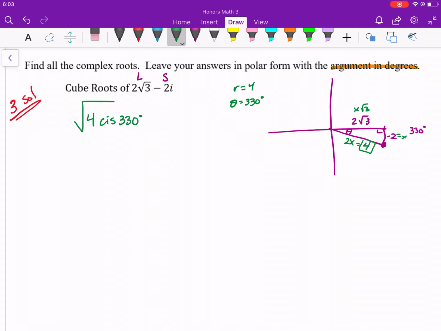And we are taking the cube root. Let's find solution number 1. Cube root of 4, by the way, is just cube root of 4, so that's nice. And then we're going to do 330 divided by 3, and that will be 110. So we've got the cube root of 4 cis 110 degrees.